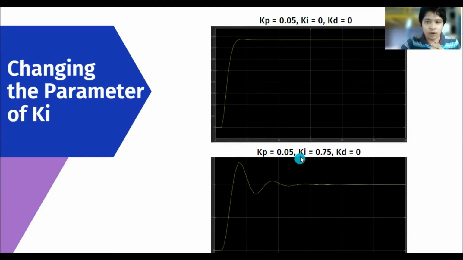And then if we change Ki into 0.75, the percent overshoot obtained is 34.46%, and peak to peak is now 1.34.